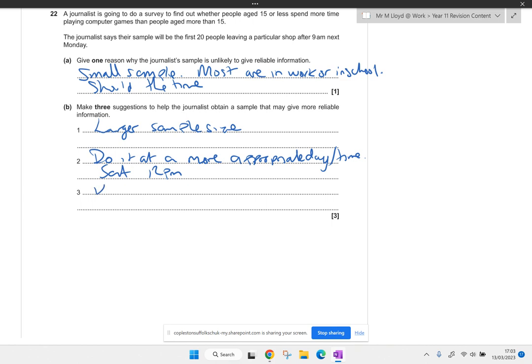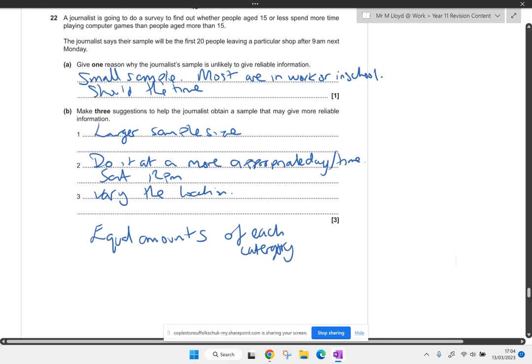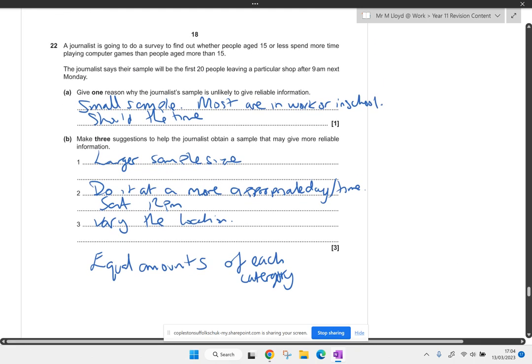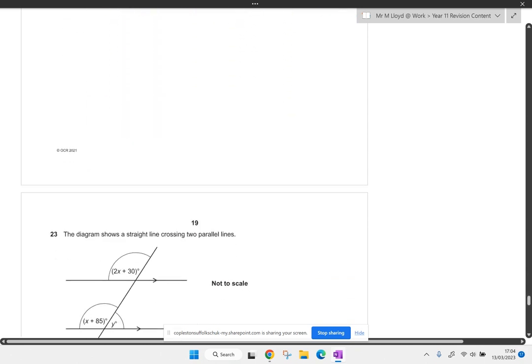Vary the location as well. I mean, just a particular shop, vary the location. We could ensure that we've got equal numbers, because what it was saying earlier is you could just have all of them as kids. That'd be no good. You've got 20 kids and you don't have any of the others. And this would be like a quota, so equal amounts of each category. Okay, lots of things to improve on. I'm sure the chap did a very good job, or the lady, because it doesn't say anything about gender. I'm sure they did a very good job with their survey.